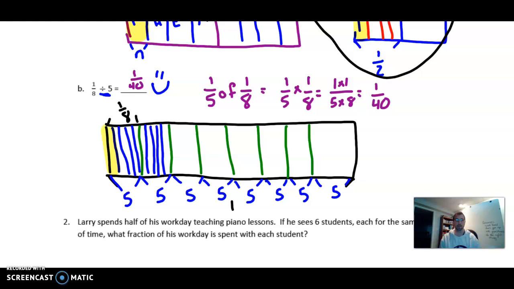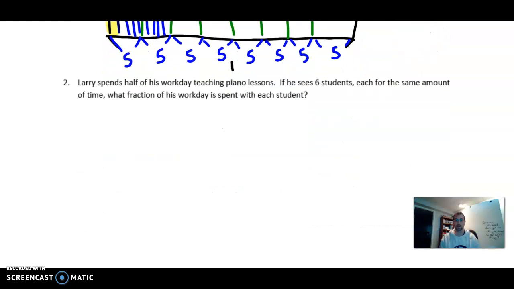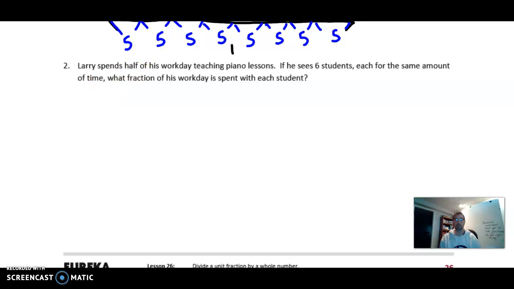And lastly is trying to put all that together in a word problem. And here we go. Larry spends half of his workday teaching piano lessons. Oh, what a great profession. He sees 6 students, each for the same amount of time. What fraction of his work is spent with each student? So let's find our details. Spends half the day teaching piano. He sees 6 students. What fraction? Ooh, there's a fraction. Need a fraction.